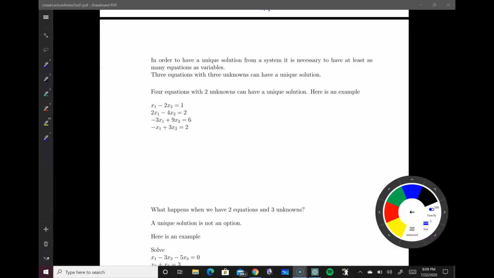All right, so let's look at the different cases of different number of equations and different number of unknowns. It's really important to keep context. So you know that if I have 3 equations and 3 unknowns, it's possible to have a unique solution, right? If I've got 2 unknowns and 4 equations, I can have a unique solution. Let's just double check and see what I mean.